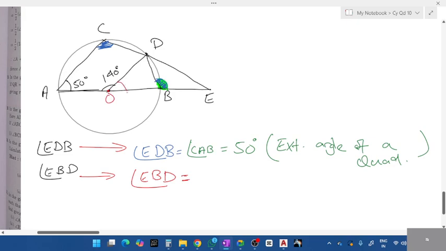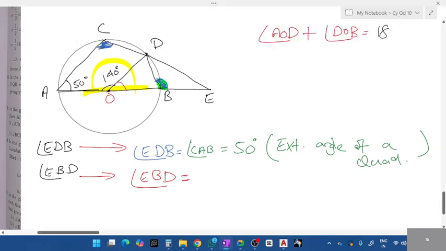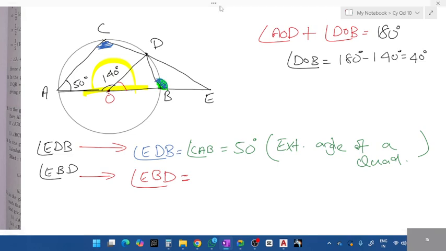So what will be the value of DOB, students? AOD plus DOB should be equal to how many degrees? Straight line concept. It's a straight line. This one should be equal to 180 degrees. Therefore, angle DOB is equal to 180 minus 140. What's the value? 40.